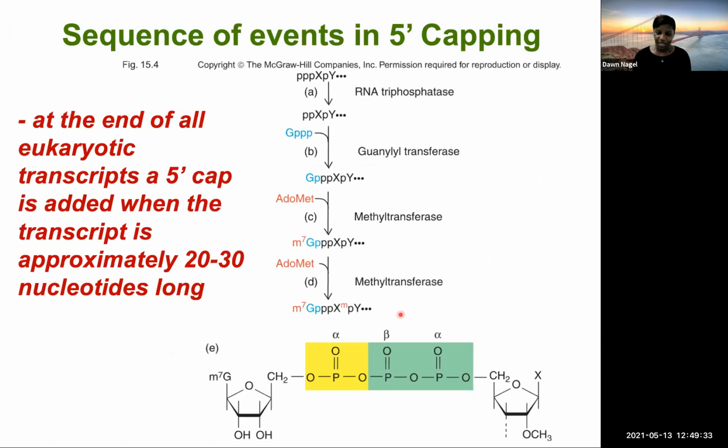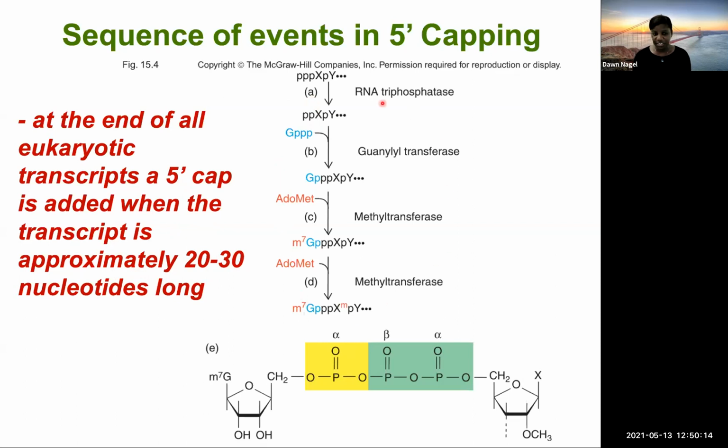Addition of the 5' cap is also a very stepwise process. It usually occurs as soon as you have about 20 to 30 nucleotides transcribed within that RNA. As I mentioned, the 5' cap helps to protect the RNA from being digested by enzymes floating around in the nucleus. So as soon as you have enough of that RNA being made, which is 20 to 30 nucleotides, you want to protect that 5' end. And you do that by adding a cap.